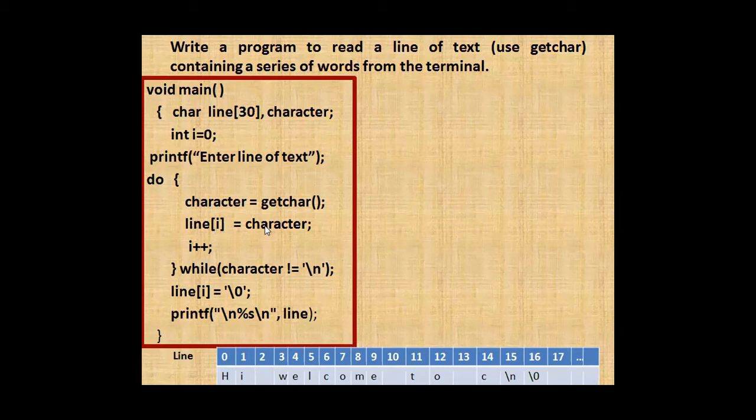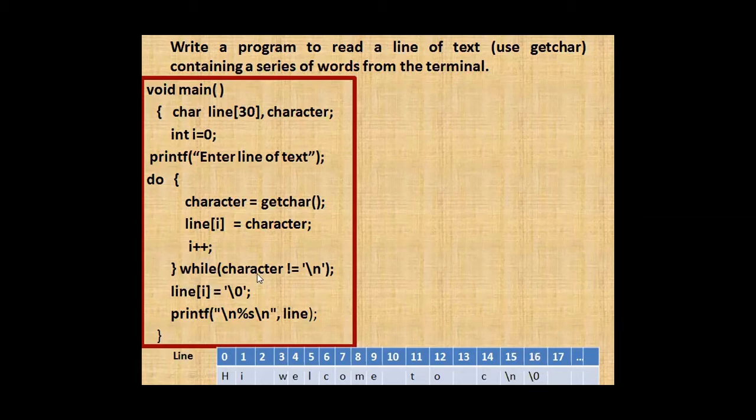At this position, this value has to be placed. Now, at the end, when it comes across the enter key that you have pressed, first it reads the enter key. Enter key is nothing but \n. Then it puts it in line of i. Here I have done that. Line of i, it puts the \n. After that, i will be incremented. i will be at the 16th position.